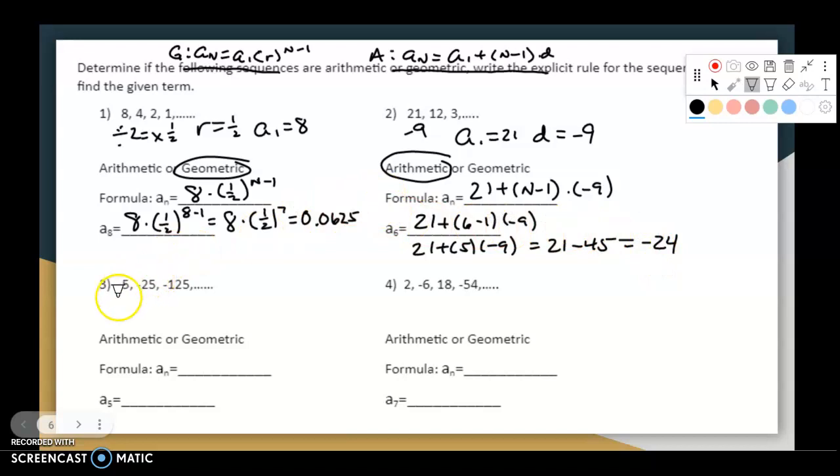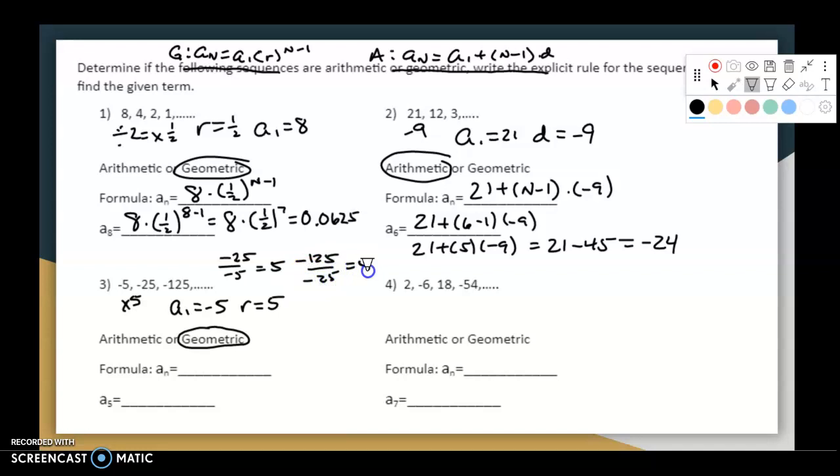All right, let's go to the third one. We have -5, -25, and -125. So what are we doing this time? We are multiplying by 5. Multiplying means it's geometric. So a1 is -5. r, the common ratio for geometric, is 5. Again, if I didn't know that, I could divide. -25 divided by -5 gives me 5. -125 divided by -25 would also give me 5. So my common ratio must be 5.